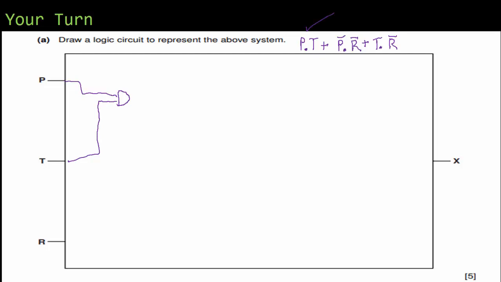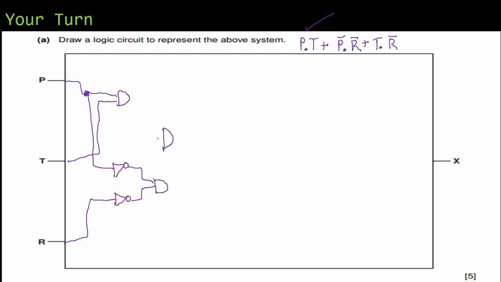Now we need not P and not R. So I'm going to need a NOT gate. Two NOT gates, actually. One for not P, another one for not R. And I'm going to AND that together. So I'm going to go ahead and draw those here. I'm going to branch off of P because I have not P. Come down here, put that in. Going to have not R, and those are ANDed together. So I'm just going to draw that into my AND gate. And then we have T and not R. So we're going to draw another AND gate.